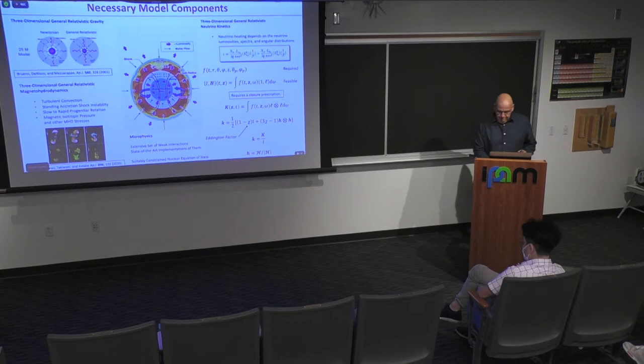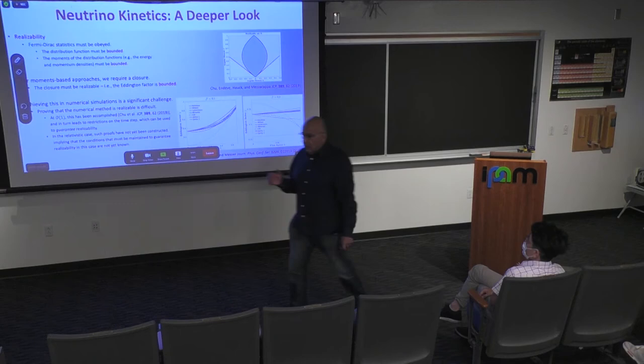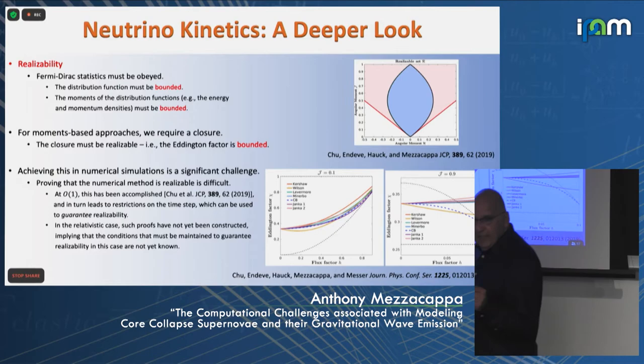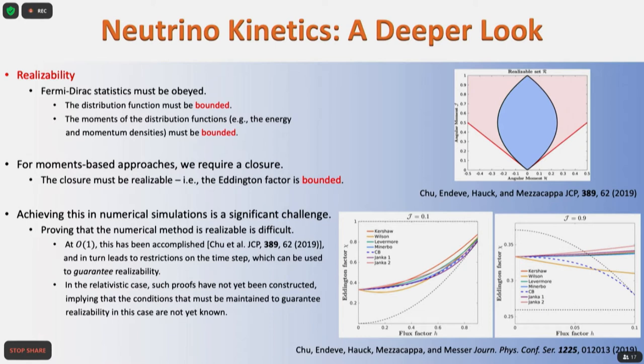So, a deeper look. This is something that we have worked a lot on, and I hope other supernova groups will begin to work on this as well. There is an issue of realizability. Neutrinos are fermions. They obey Fermi-Dirac statistics. And it is very important that the models be developed to respect Fermi-Dirac statistics.